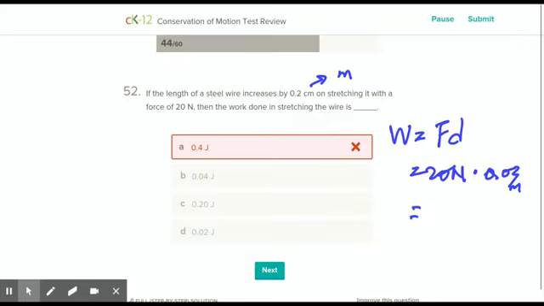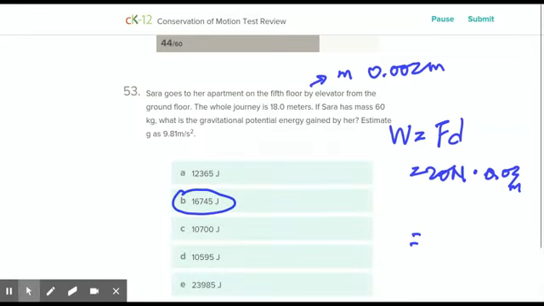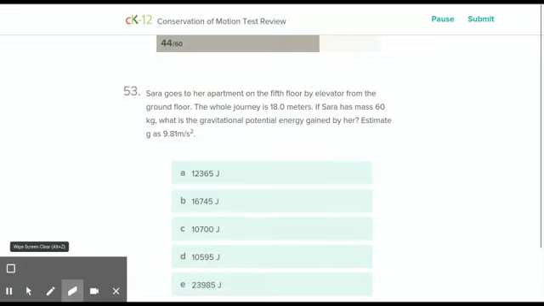What did I do? Oh, 0.2 centimeter is actually 0.002 meter. So 0.002 times 20 is 0.04. Should be B. My bad. I can't believe I'm doing the calculation wrong. Look at what quarantine's doing to me. Can't even do math in my head anymore.